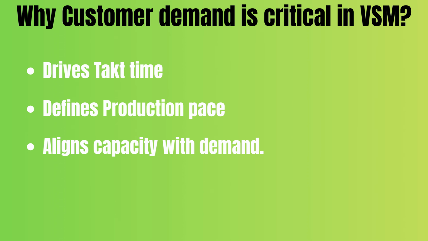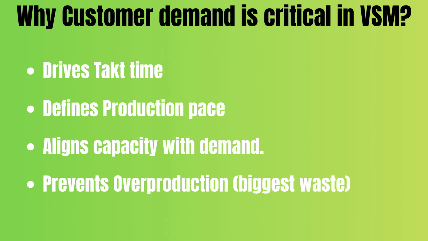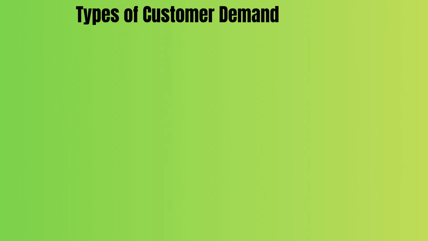Third, it helps us align capacity with demand. This means we balance manpower, machines, and processes so that we neither overproduce nor underdeliver. And finally, it prevents overproduction, which is the biggest waste in Lean. Because when we produce more than required or earlier than required, we create excess inventory, block cash, and hide problems. So always remember, customer demand is not just an input, it is the foundation on which the entire value stream is designed.